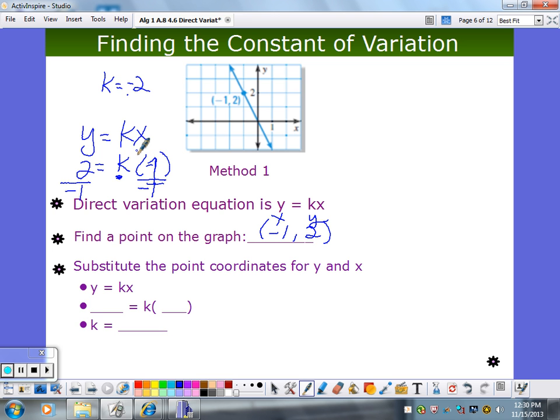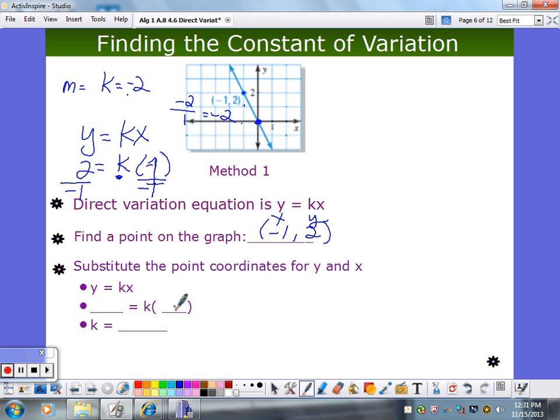The other thing you can do over here is you can remember that k and slope are the same thing. Can we find the slope of this line? Yeah. I'm going to use these 2 points because 0, 0 is always a point. Let's go down 2, that's a negative, and go right 1. Is the slope negative 2? And so is the constant of variation. So there's 2 ways right there to find it if you're looking at a line.